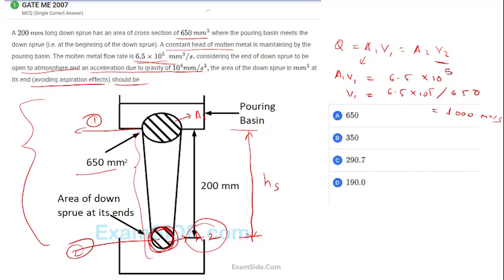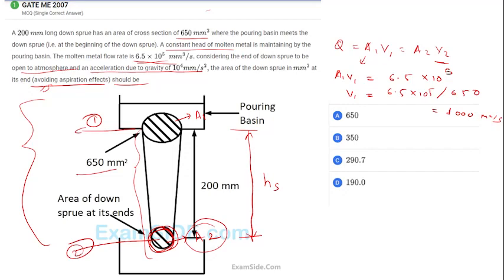Okay, so I have told you what the aspiration effect is, right? Can anyone tell now? The pressure inside will be lower than the atmospheric pressure. Yeah, when atmospheric gases can be absorbed in the low pressure areas, and then they will mix up with the liquid metal and form gas defects. So this effect is called the aspiration effect. So they are saying that we are avoiding the aspiration effect.